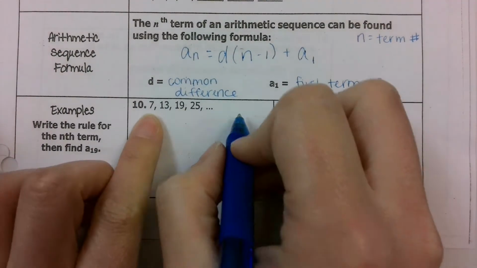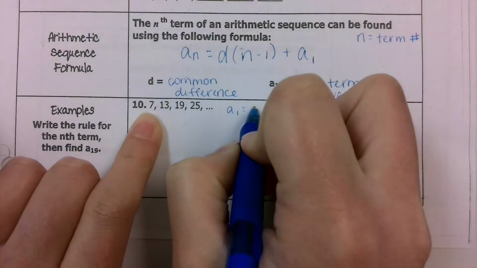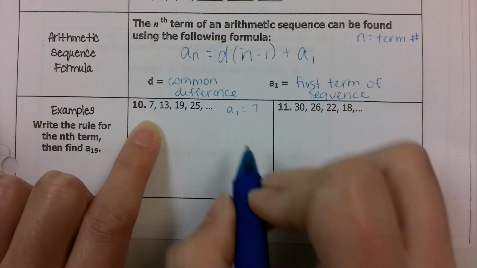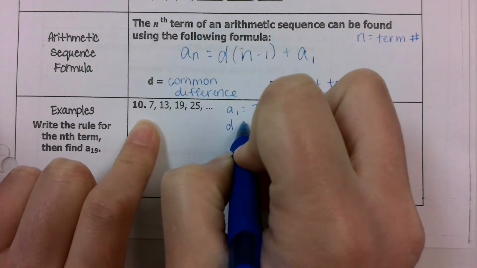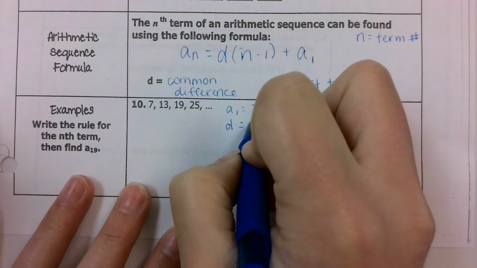So your first term, super easy. What is it? 7. Is that okay? Just whatever the first term in the sequence is. Then our common difference, we've got to figure out what they're adding each time. So from 7 to 13, what do they add? 13 to 19? And 19 to 25? So your common difference is what? 6.